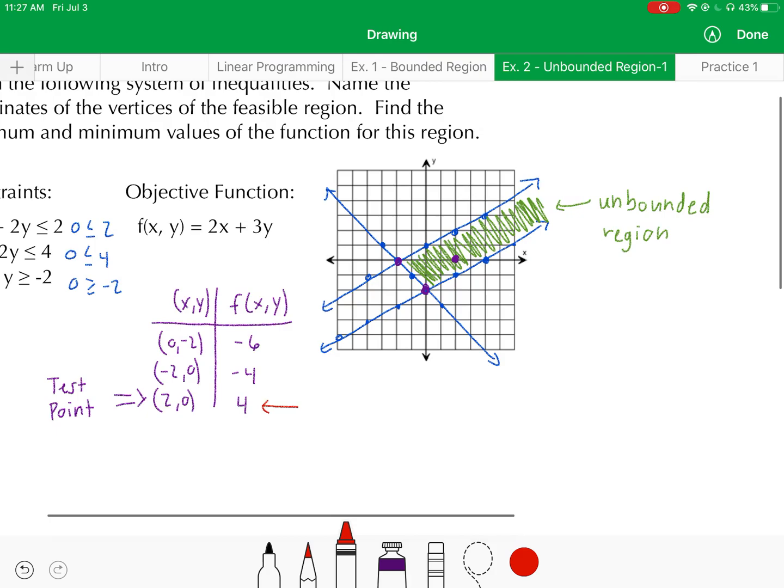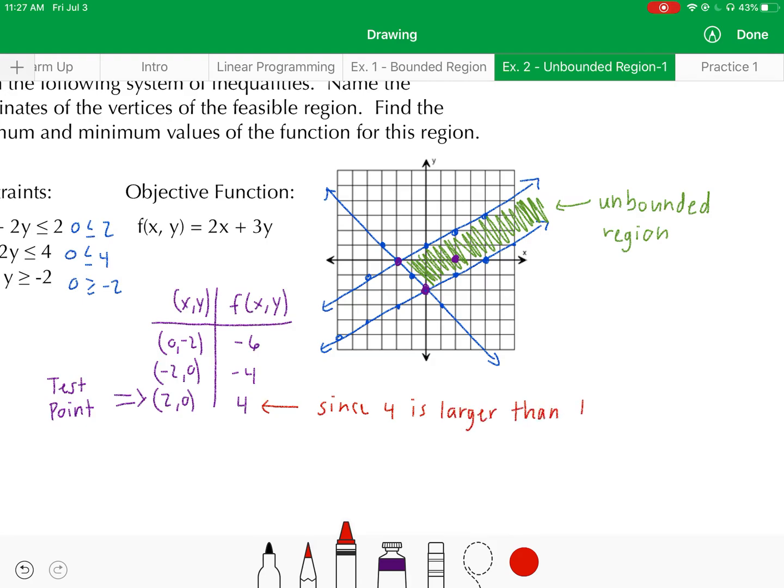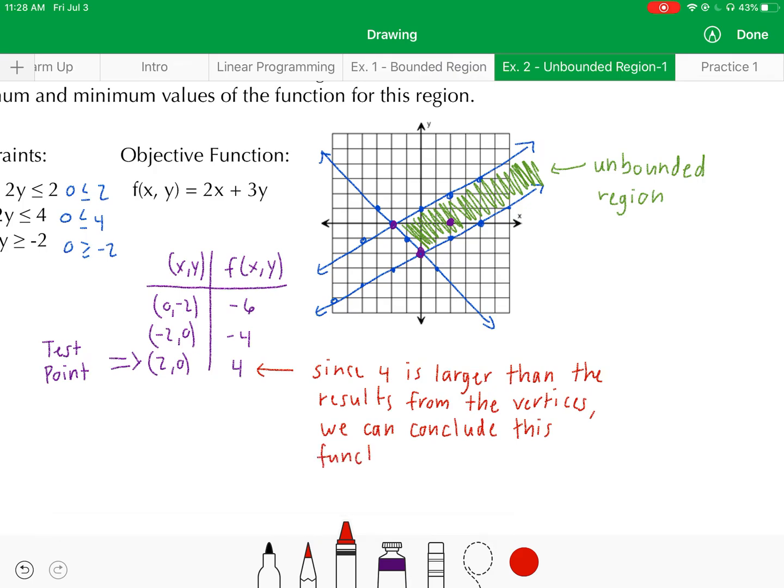Let's write that down so that we have a clear understanding here. So we're going to say, since 4 is larger than the result from the two vertices, we can conclude this function has no maximum value over the feasible region.